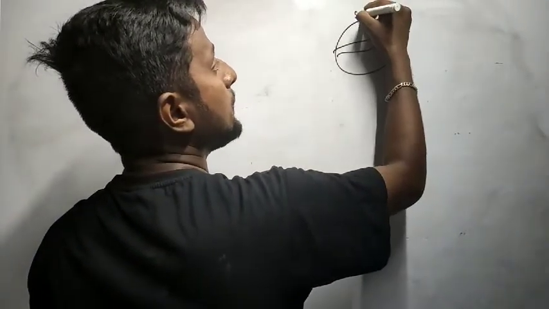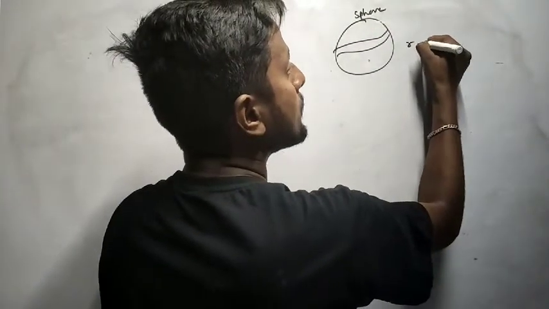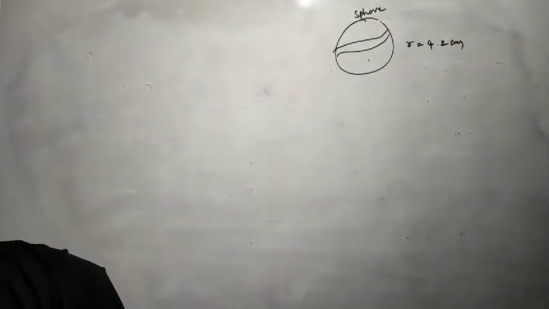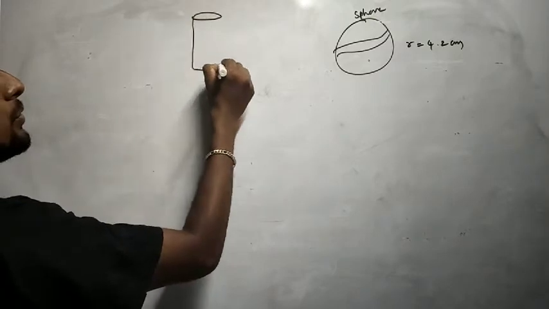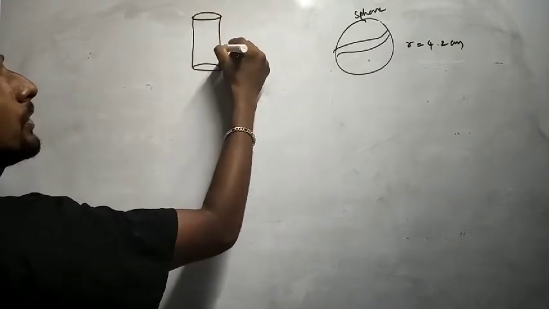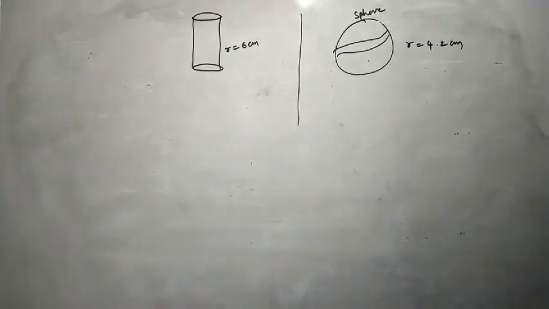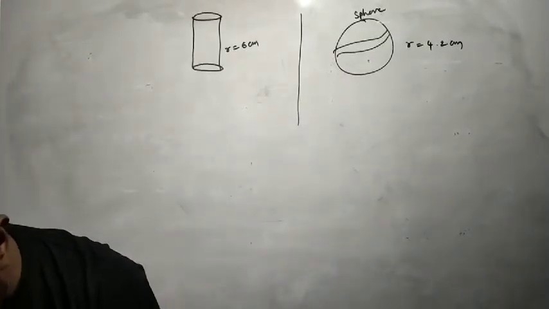Yes, it is a sphere. The metallic sphere has melted. Radius r is equal to 4.2 centimeters. Next, it is cast into the shape of a cylinder of radius 6 centimeters. Now it is cast into a cylinder. Radius is equal to 6 centimeters. Then find the height of the cylinder.